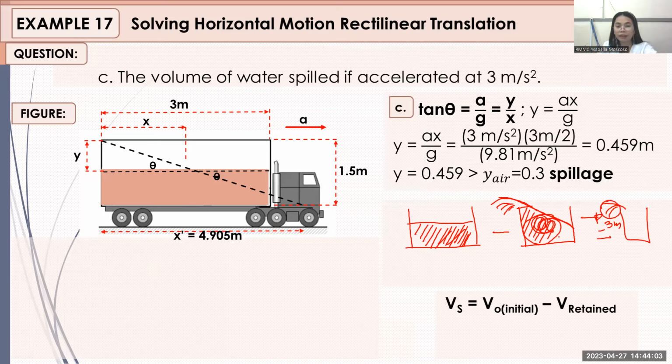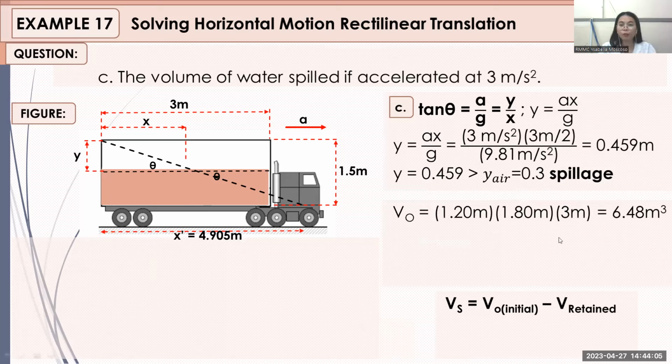Okay? Sige. First, kunin muna natin yung volume initial. So, that is 1.20, height ng tubig natin, times 1.8, yung wide, yung lawak ng vessel, times 3 meters, which is the length. And that is equivalent to 6.48 cubic meters. So, check na tayo dito. Hanapin natin yung volume retained.